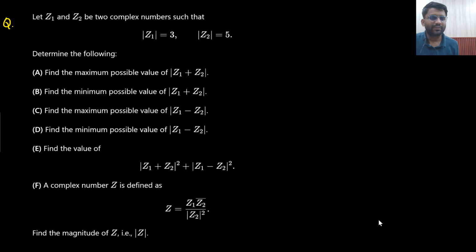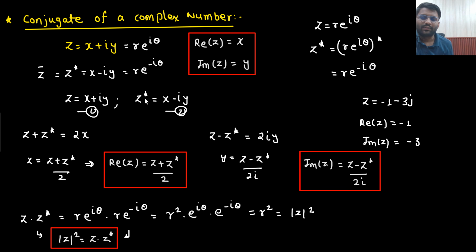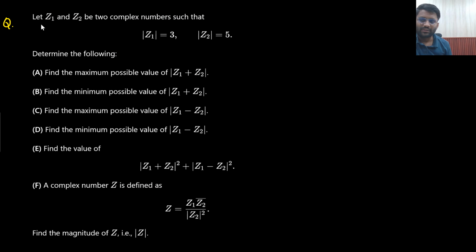Welcome back. So we have been studying about basics of complex variables, right? Last time we studied about the conjugate of a complex number. Then we studied how to find the real part and the imaginary part. And a very important thing we studied is that the magnitude of Z squared is equivalent to Z dot Z conjugate. That means if you multiply the complex number with its conjugate, you will get the magnitude squared. Now this is the question you need to solve.